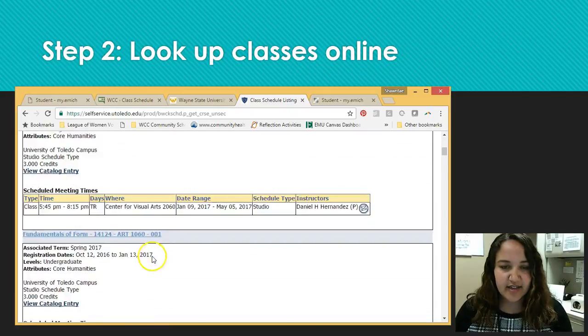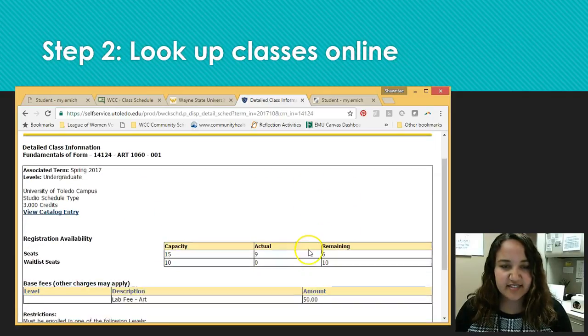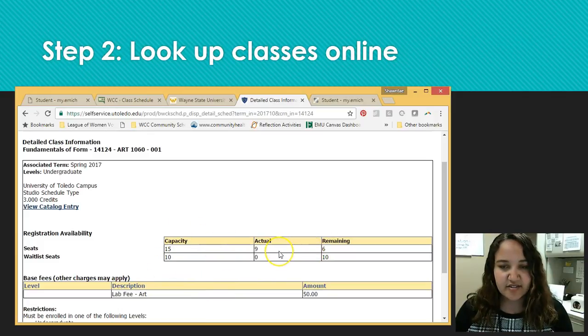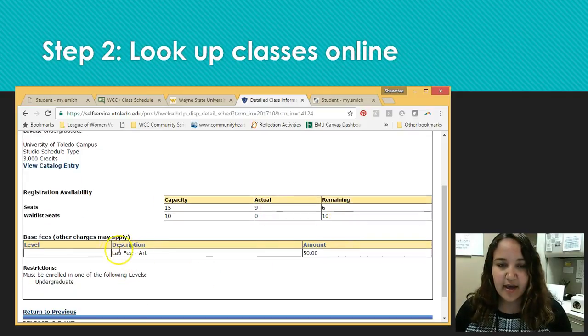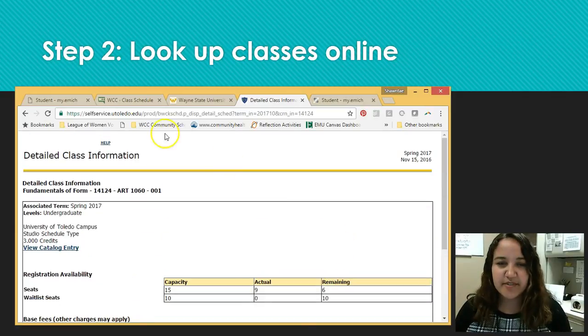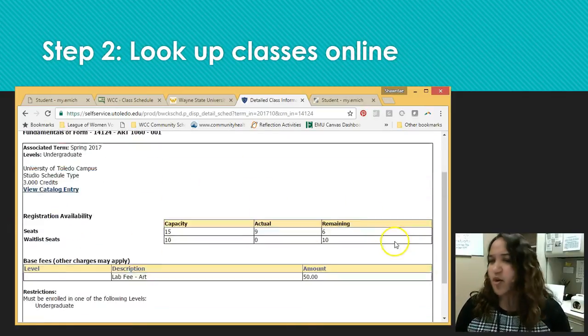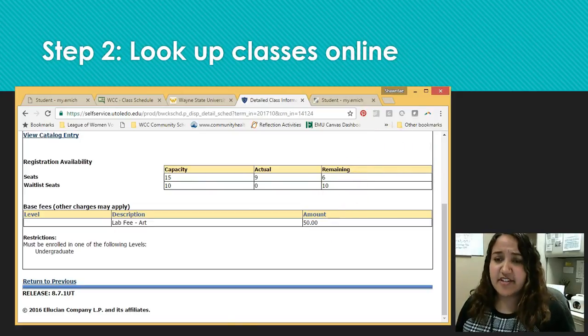Let's look at, I'm going to take art 1060. So I could see there's 15 people can be in the class. 9 people have signed up, 6 remaining. And as I mentioned earlier, this being a performance style class, studio class, there's an additional fee. So there's a lab fee that goes along with this class. And there will be other classes like psychology labs, biology labs. Some of these other studio performance style classes might have additional fees too.